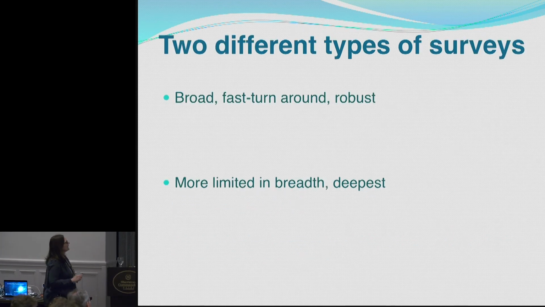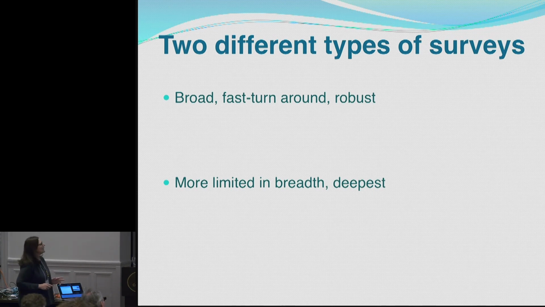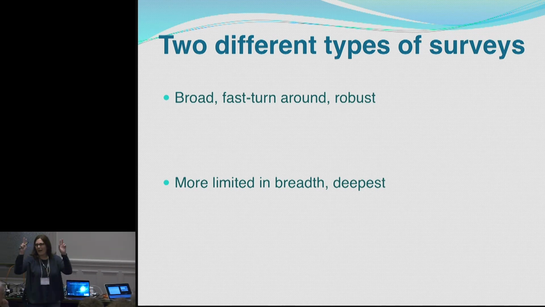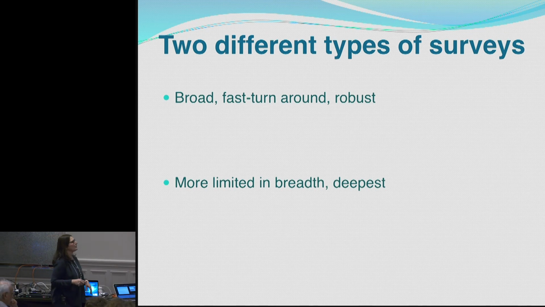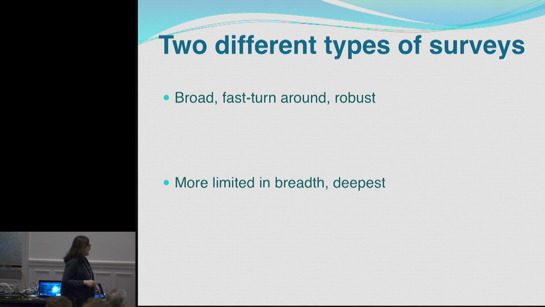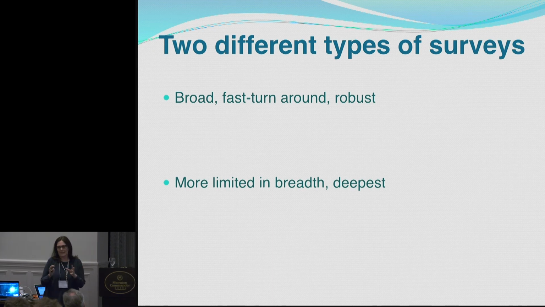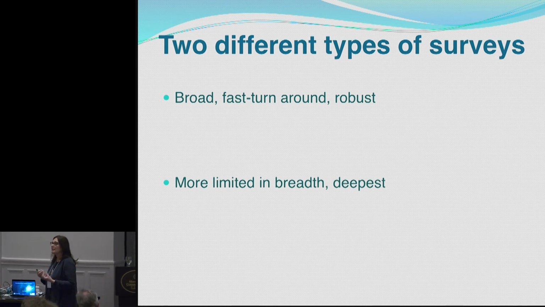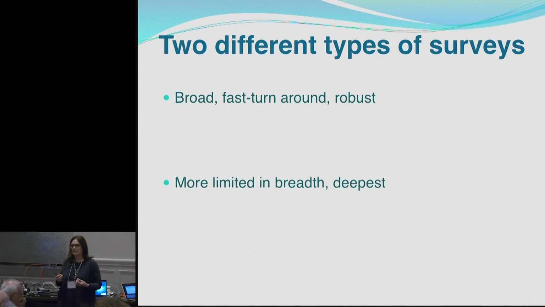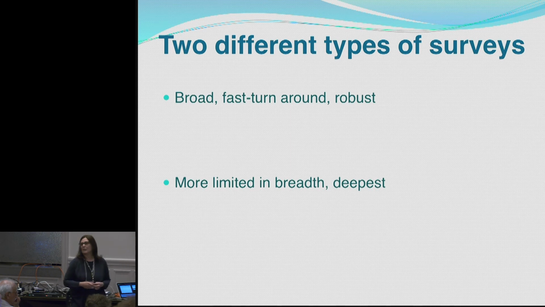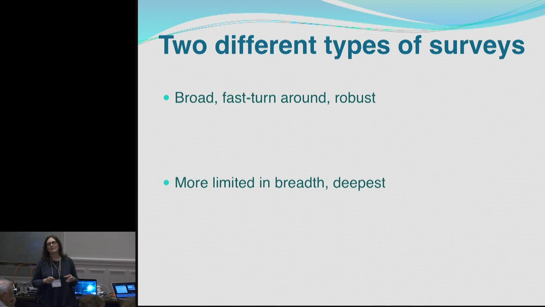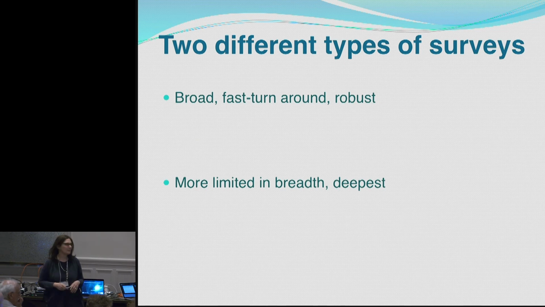And there are basically two different types of surveys that we can do. One is very broad, fast turnaround of results, and robust. Robust in the sense that the coherent time baselines that we use for the segments are very short. So if there are any deviations of the actual signal from a perfectly coherent signal, these do not impact the sensitivity very much, because the basic timescale for sensitivity is shorter.